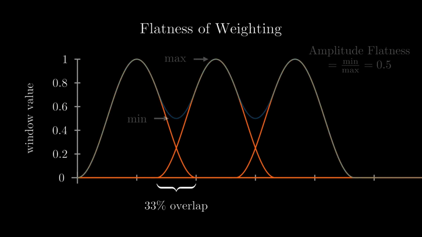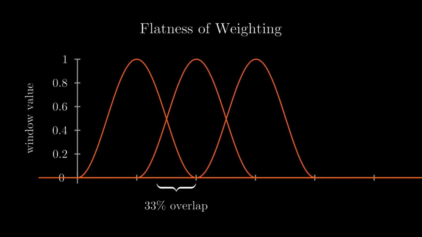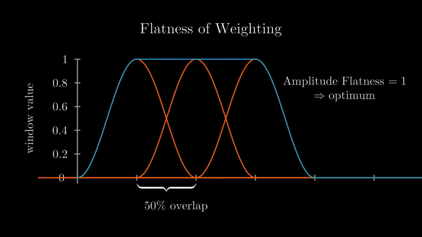Let's see what happens if we move the individual window functions closer together. If we now check for a 50% overlap, we can clearly see that this results in a flat weighting function. So whenever we are using a Hann window of variable length, a 50% overlap will result in an optimum weighting. This is commonly used in speech and audio processing.